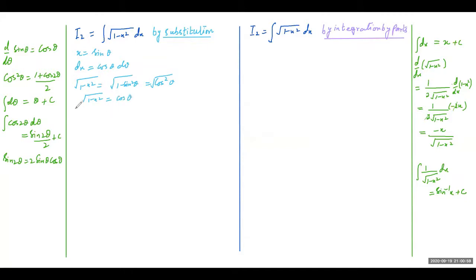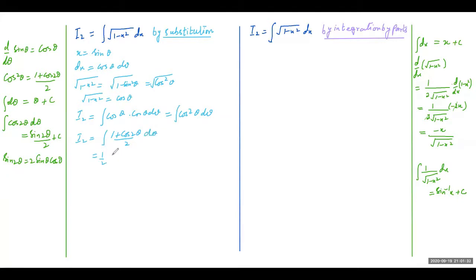Now put all these values in this integral and you will get integral I2 is equal to integral, square root of 1 minus x square becomes cos theta, and dx becomes cos theta d theta. As a result, it becomes integral cos square theta d theta. Put cos square theta equals 1 plus cos 2 theta by 2. So integral I2 takes the shape of 1 plus cos 2 theta by 2 and a d theta here.